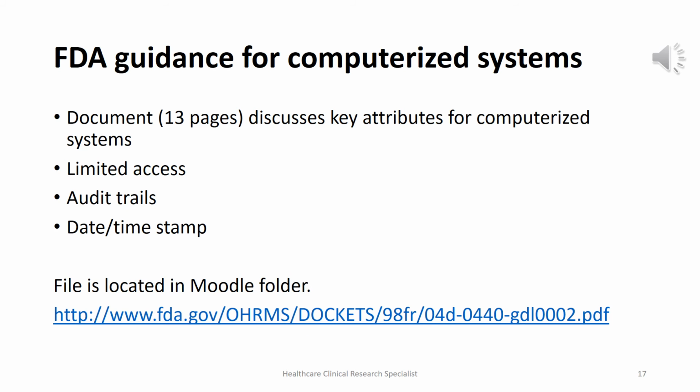We also need to be able to produce a date and time stamp. So any data that's entered into that database needs to be date and time stamped automatically so that we know when and where it occurred and who did it. Those are some of the key elements of the computerized system. So please take a look at that document as we go through the lecture.